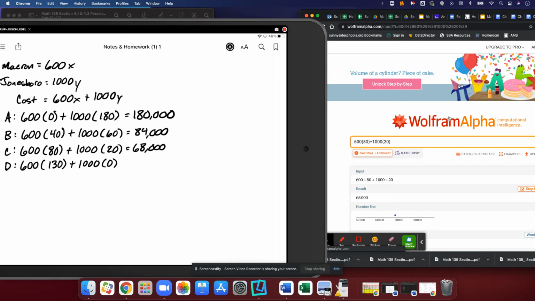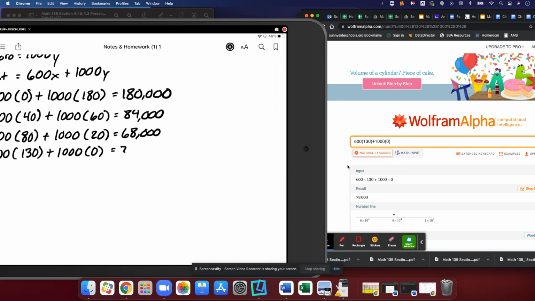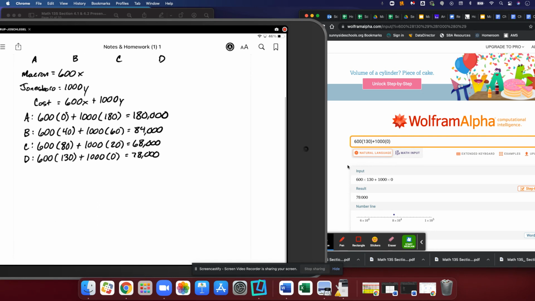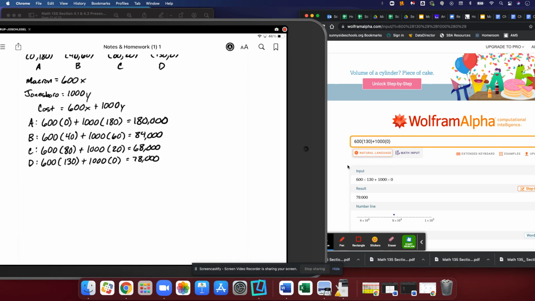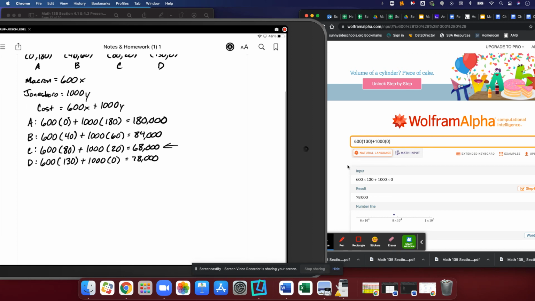Lastly, everyone, we have 600 times 130 and 1,000 times 0. Which brings us to what is not going to be the cheapest option. Still comes in second on our list. And so to keep the cost as low as possible, the answer here is very simple, everyone.